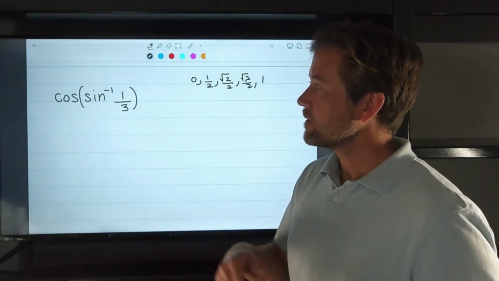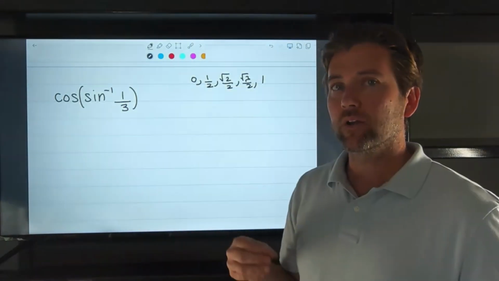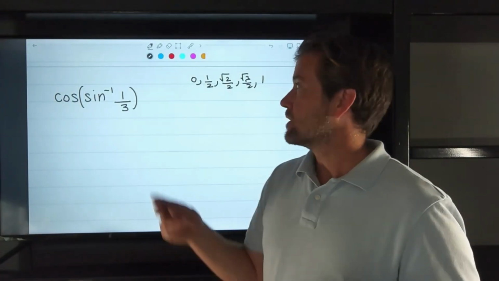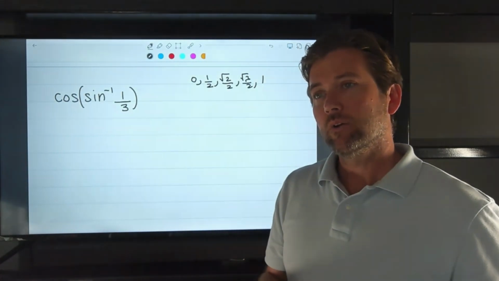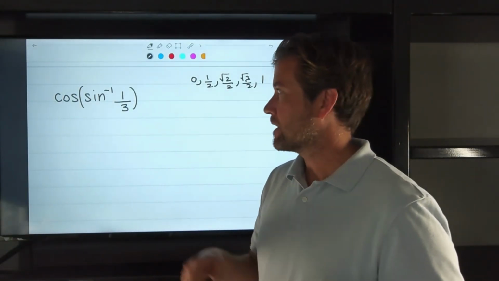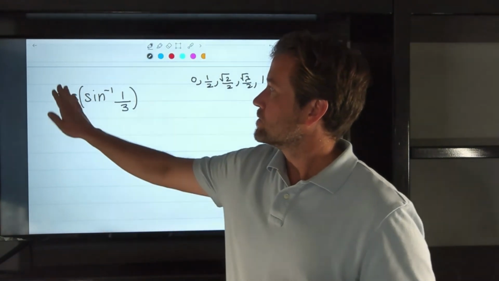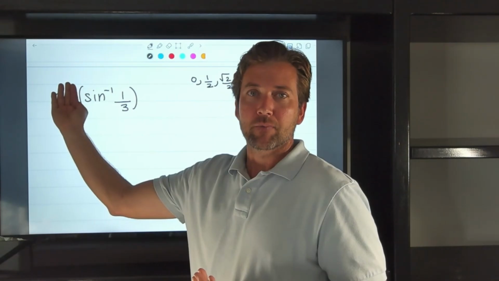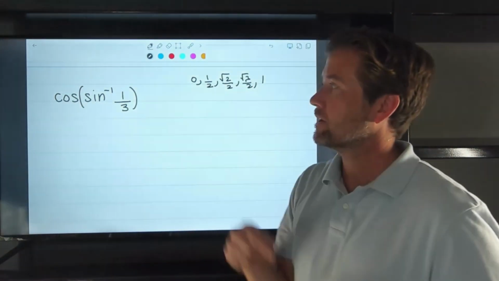So when I see arc sine, this 1/3 has to represent a y coordinate on a unit circle. And I'm not familiar with that value. It's not one of these here. So I could approximate what arc sine of 1/3 is. It's definitely going to be in the first quadrant between 0 and pi over 2. So we would need a calculator to evaluate arc sine of 1/3. But this problem isn't asking for arc sine of 1/3. It's asking for the cosine of arc sine.